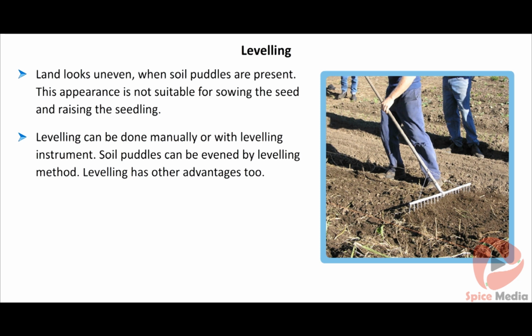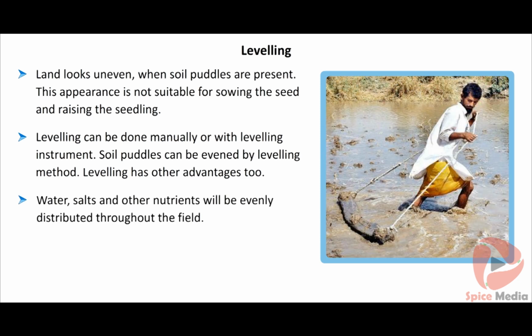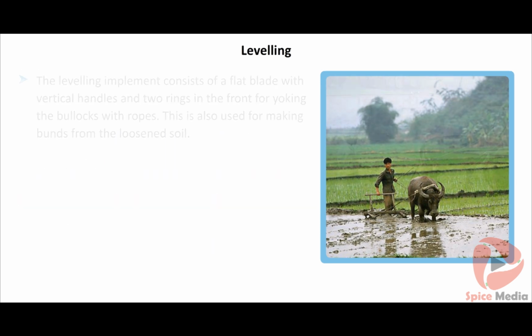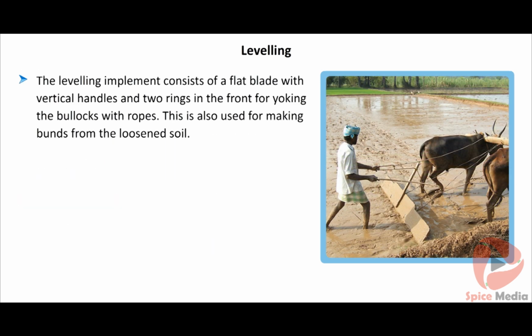Leveling has other advantages too. Water, salts and other nutrients will be evenly distributed throughout the field. Leveling helps in economic and efficient use of water. The leveling implement consists of a flat blade with vertical handles and 2 rings in the front for yoking the bullocks with ropes. This is also used for making bunds from the loosened soil.